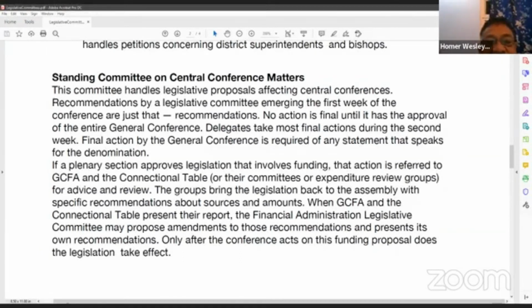If a plenary session approves legislation that involves funding, that action is referred to GCFA and the connectional table. The groups bring the legislation back to the assembly with specific recommendations about sources and amount. So our budget as a central conference is discussed in GCFA and then also presented to the Central Conference.